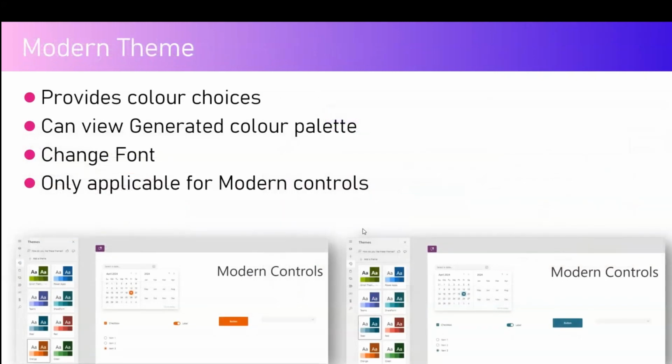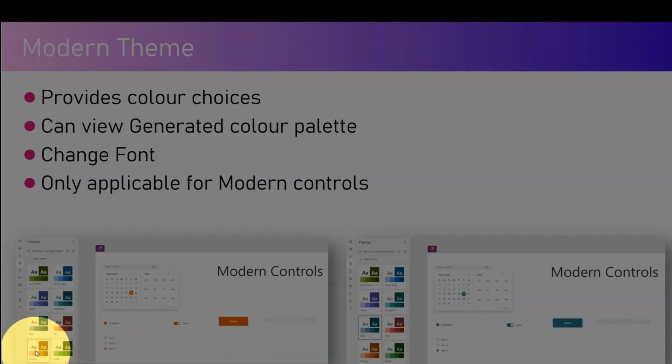Modern theme. Now modern theme will respect only the modern controls. So as you see over here in this couple of applications, I've selected orange color and all the orange color related themes get applied over here. So I have a checkbox, I have a calendar control, I have a radio button, I have a button over here. So all these things. So if I select a steel theme over here, then I get this modern control theming applied.